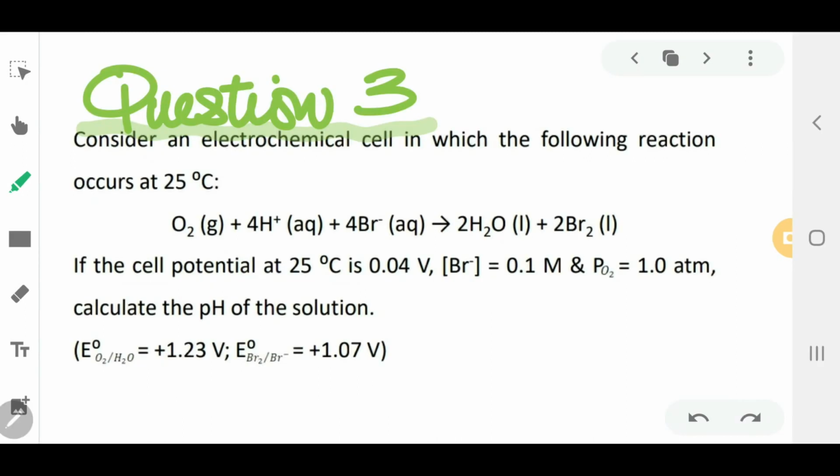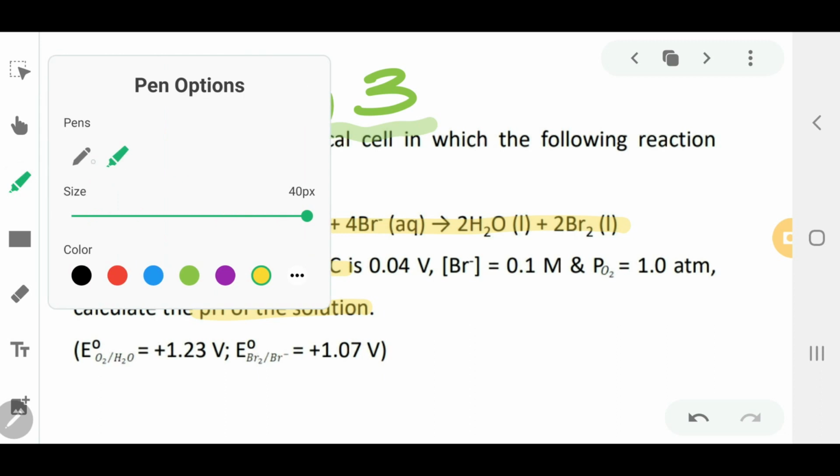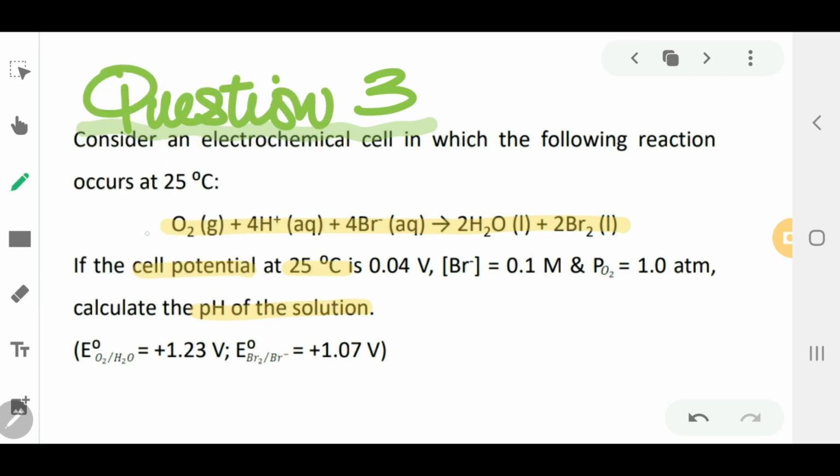Next, we're going to look at question number 3. This question wants you to find the pH of the solution. And you are given the overall cell reaction above, right there. And also you have the temperature for the cell potential. You have the word cell potential over here. That means we need to use Nernst equation. Remember that. So we have cell potential mentioned. So with that, we know that this whole thing right now needs to be solved by using Nernst equation.